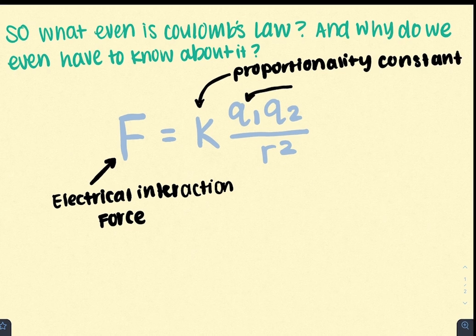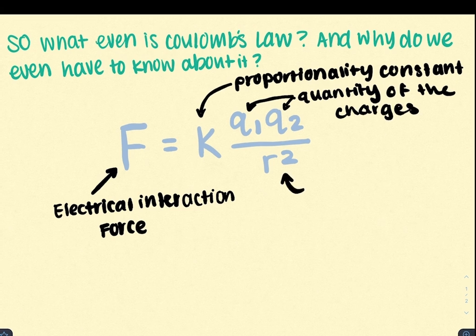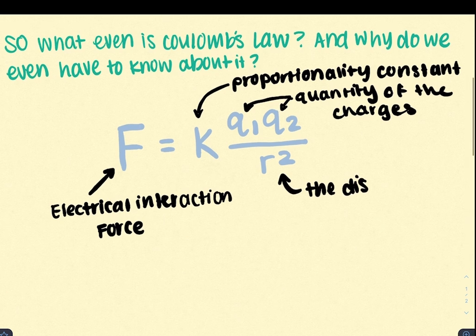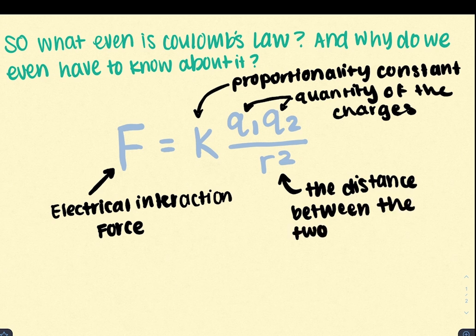Q1 and Q2 are the charges of the two particles, and they play a big impact on determining whether the force is an attraction or a repulsion type of force. R is the distance between the two particles, and so as R increases, the distance becomes further, right? And as it goes towards infinity, the force also decreases. So F and R are inversely proportional.